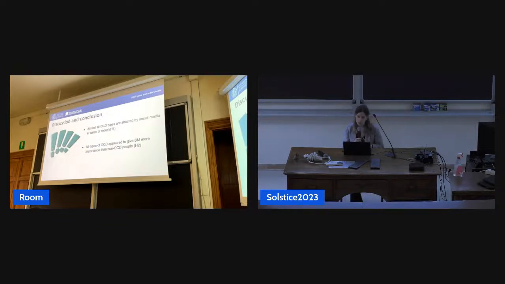So finally, both our hypotheses were confirmed. Almost all types of OCD are affected by social media in terms of mood, even if our results don't allow us to understand the direction and the frequency of changes. Moreover, all types of OCD appear to give social media more importance than non-OCD people. Finally, we have to note that people with OCD symptoms use social media like everyone else. So maybe attention should be paid to the development of inclusive and supportive virtual environments for all, for people with OCD and people without OCD.